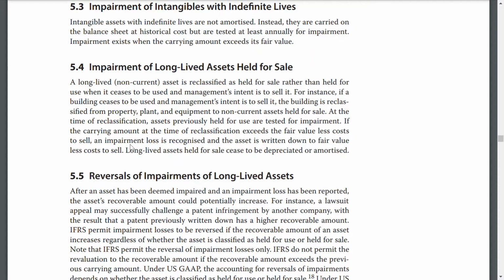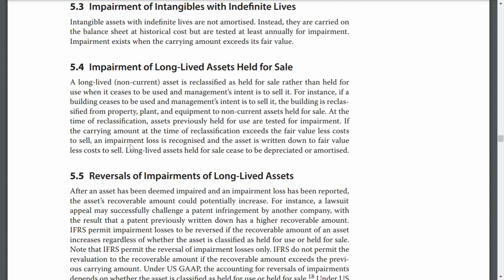At the time of reclassification, assets previously held for use are tested for impairment. If the carrying amount at the time of reclassification exceeds the fair value less cost to sell, the impairment loss is recognized and the assets are written down to fair value less cost to sell. Long-lived assets held for sale cease to be depreciated or amortized.